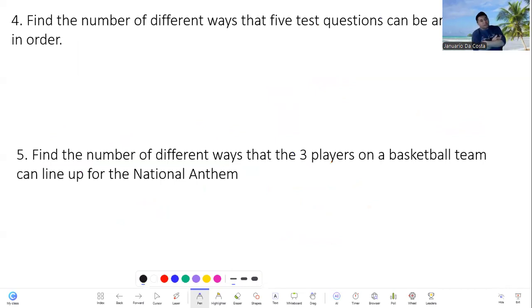Find the number of different ways that 5 test questions can be arranged in order. Find the number of different ways that 5 test questions can be arranged in different order. For example, let's call this question 1, question 2, question 3, question 4, and then question 5.